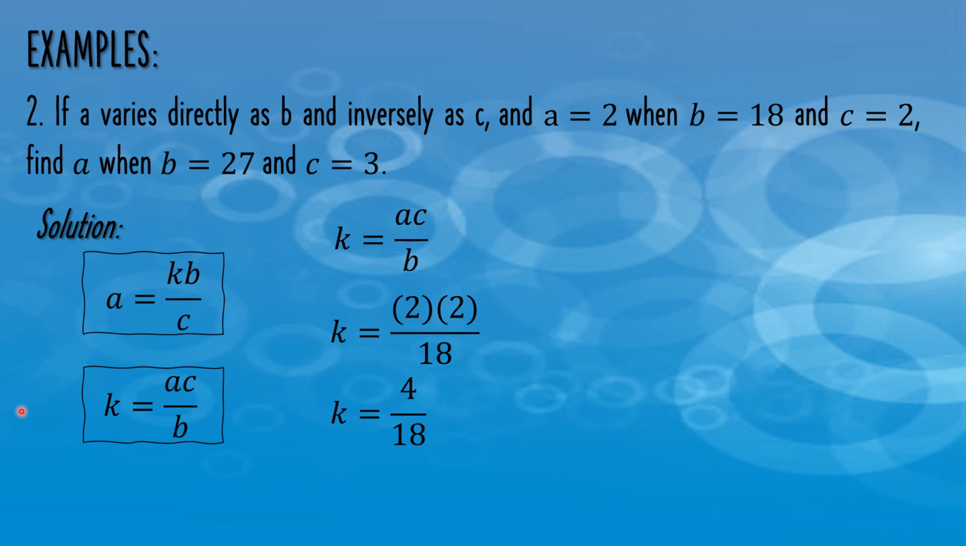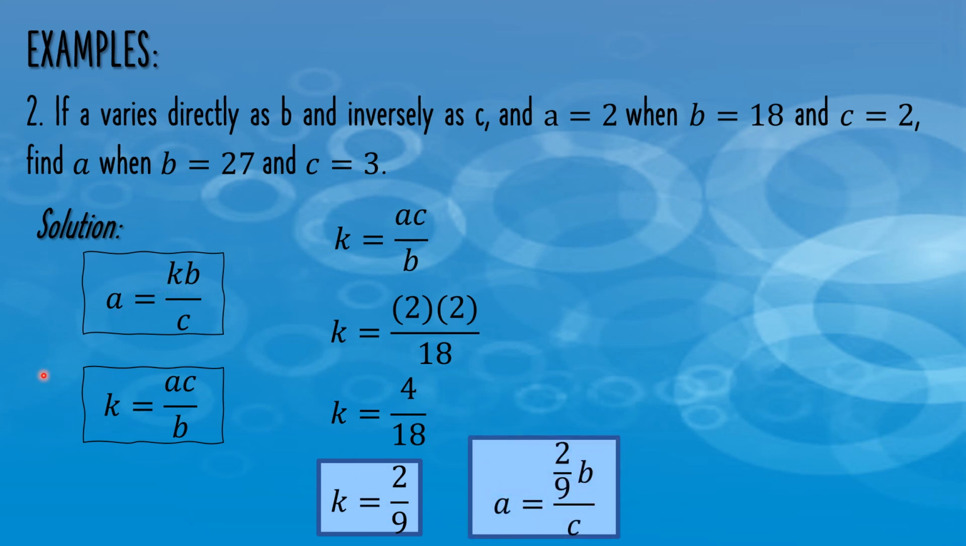Since wala silang eksakto o whole number na sagot, you will find the lowest term. So divide both sides by 2. So 4 divided by 2 is 2 and 18 divided by 2 is 9. So the value of k is 2 over 9. And then yung 2 over 9, isa-substitute naman natin sa ating equation of variation. So that is a equals 2 over 9 b over c.